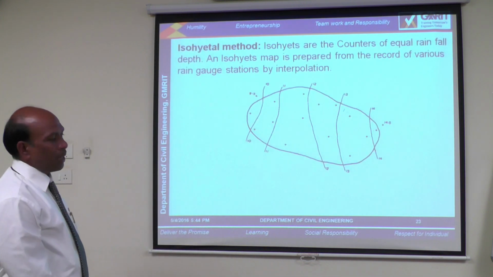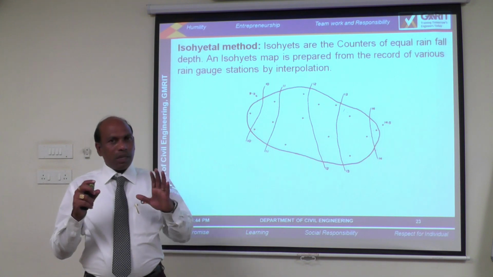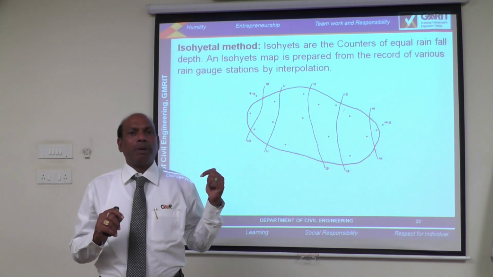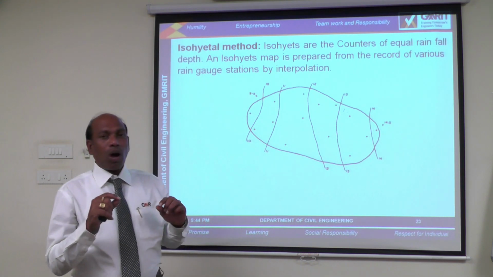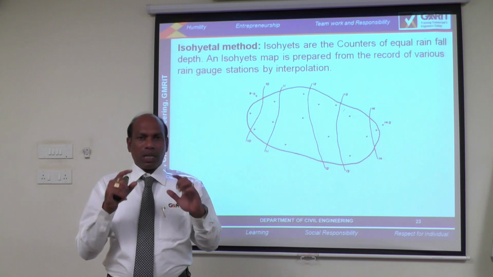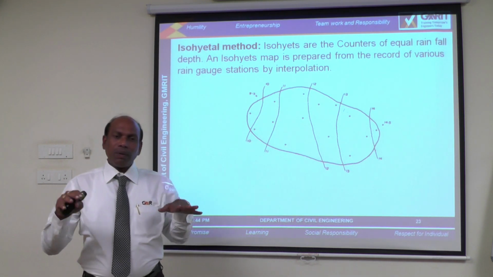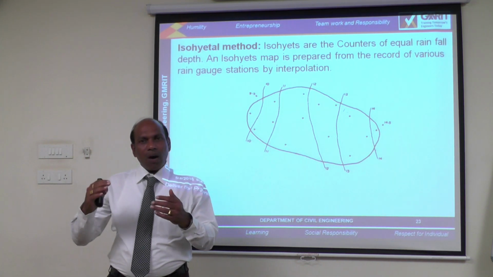Here another method is the isohyetal method. Isohyets is another method, and it is accurate as compared with the earlier two methods. Isohyets represent contours of equal rainfall depth. For example, on a catchment area having 50 rain gauge stations, we are going to take the data of the 50 rain gauges.